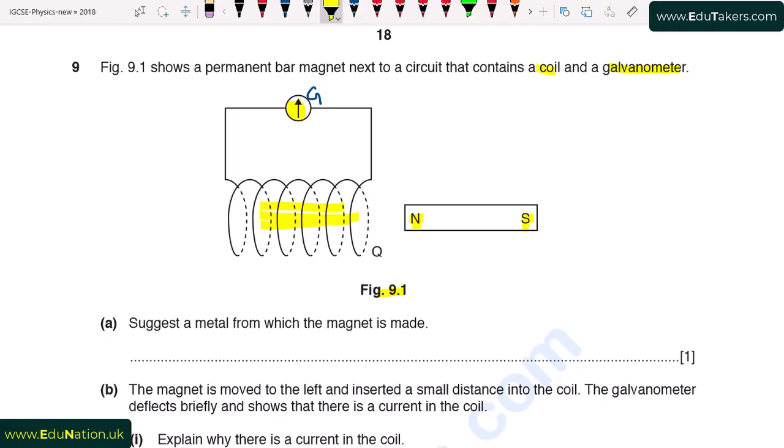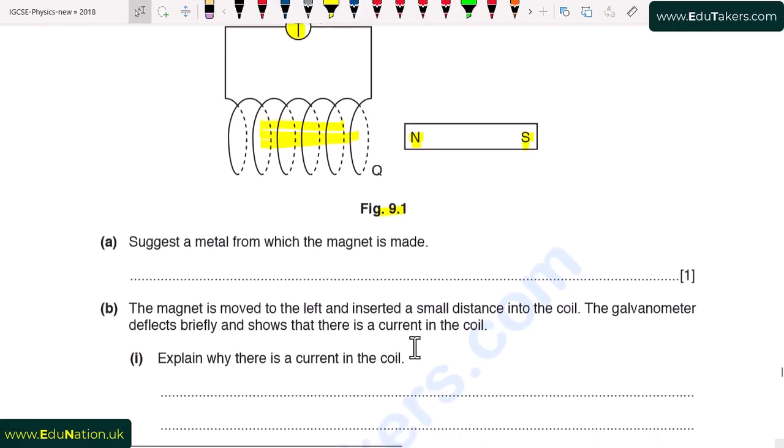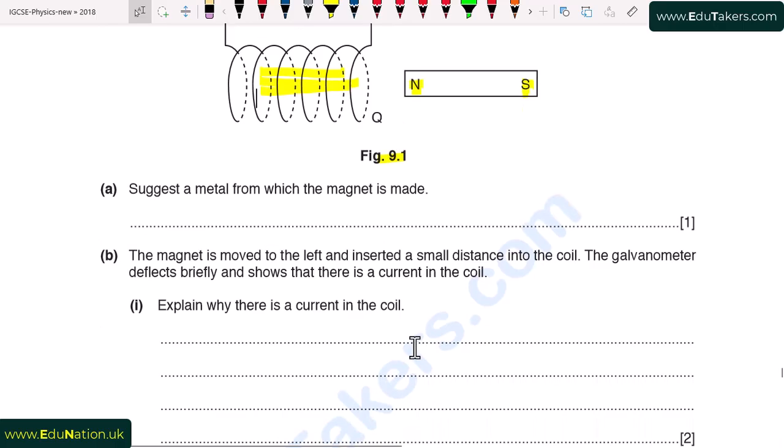Part A suggests the metal from which the magnet is made. So this magnet is mostly made from steel. That is also a magnetic material. I write here it's steel. Part B. The magnet is moved to the left and inserted a small distance into the coil. The galvanometer deflects briefly and shows that there is a current in the coil. Part 1. Explain why there is a current in the coil.